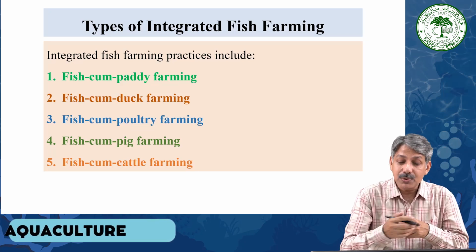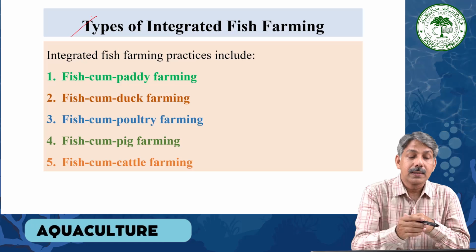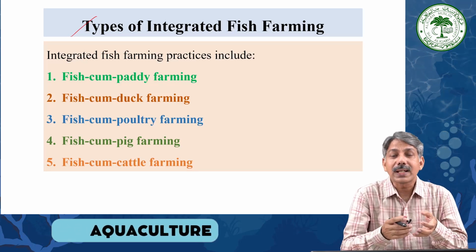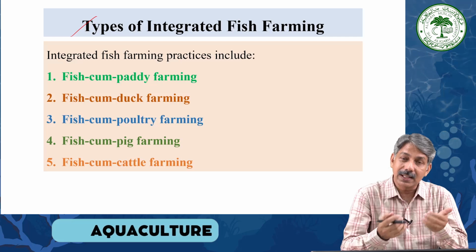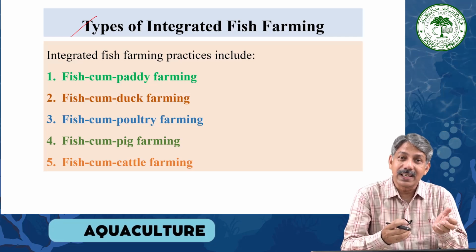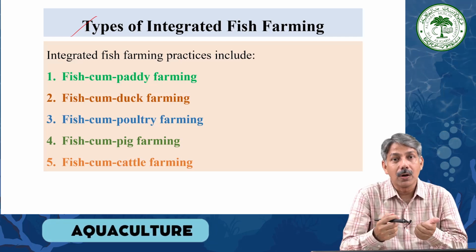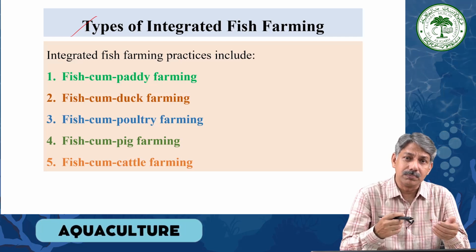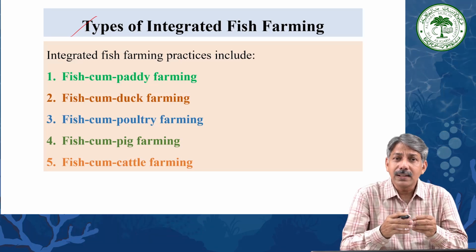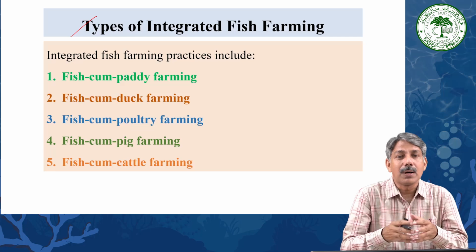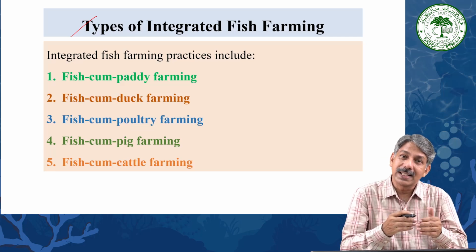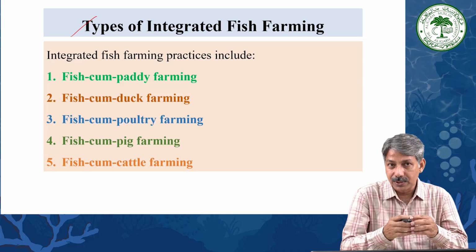What are the different types of integrated fish farming systems? It depends on what kind of farming practice, other than fish, you can integrate with a fish farm or pond culture. If you are already doing fish farming, or going to do fish farming, then what kind of farming activities can you integrate with that type of farming system?